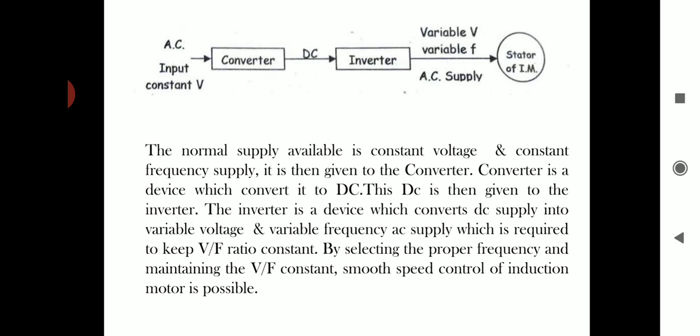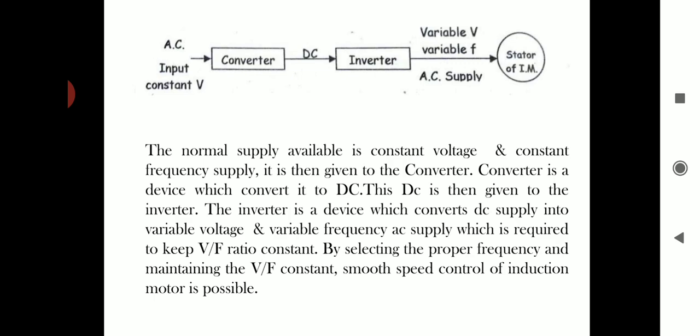Okay, this is the description of the diagram. The normal supply available is constant voltage and constant frequency supply. It is given to the converter. Converter is a device which converts it to DC. This DC is then given to the inverter. The inverter is a device which converts DC supply into variable voltage, variable frequency AC supply, which is required to keep the V by F ratio constant. So by selecting the proper frequency and maintaining V by F constant, smooth speed control of induction motor is possible.